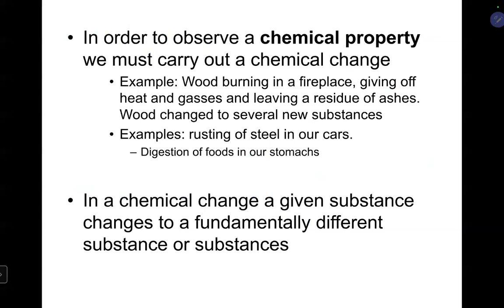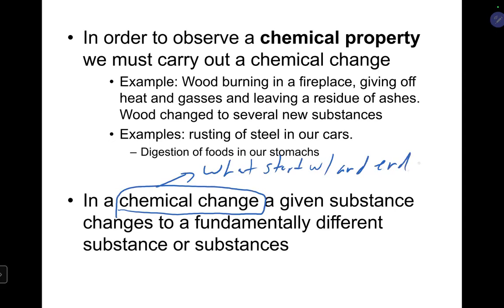And that is different than a chemical property or really a chemical change. A chemical property is something that we can observe as a result of a chemical reaction. Really, a chemical property is the ability of a substance to go through a chemical change or chemical reaction, or even the ability of a substance to resist a chemical change or a chemical reaction. So a chemical change is different than a physical change. In a chemical change, what you start with and end with are two fundamentally different things.